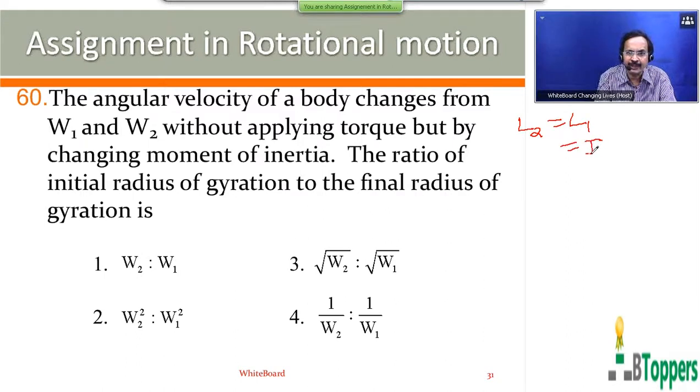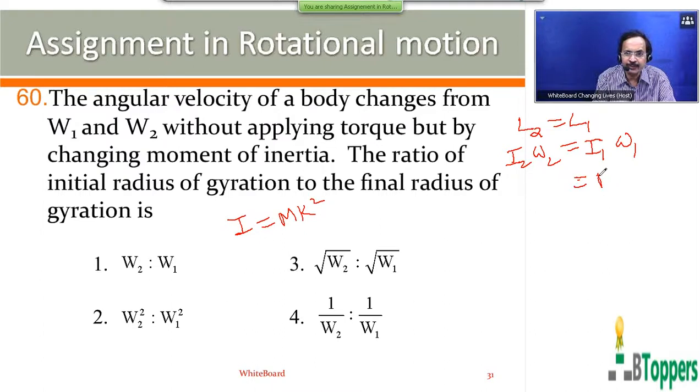Initial angular momentum of the system we can write as I1 into omega 1. Final angular momentum of the system is I2 into omega 2. I1 is the initial moment of inertia of the body, and I2 is the final moment of inertia of the body or system about the axis of rotation. Moment of inertia of a body about an axis can be written as mk square, where m is the mass of the body and k is the radius of gyration.